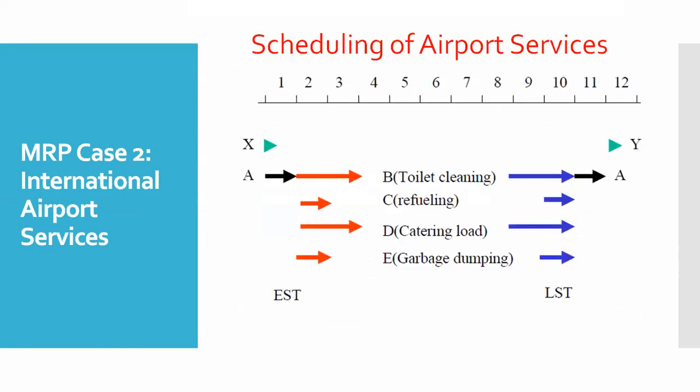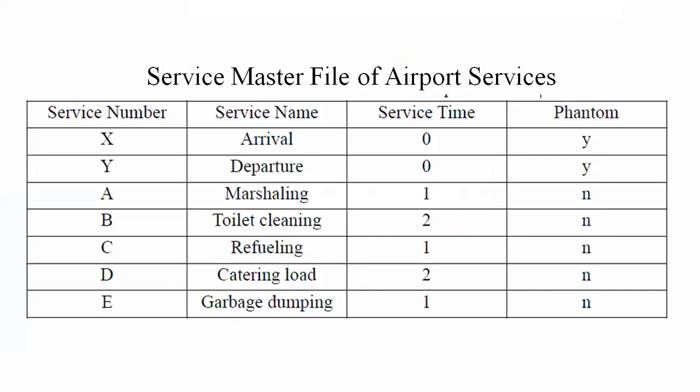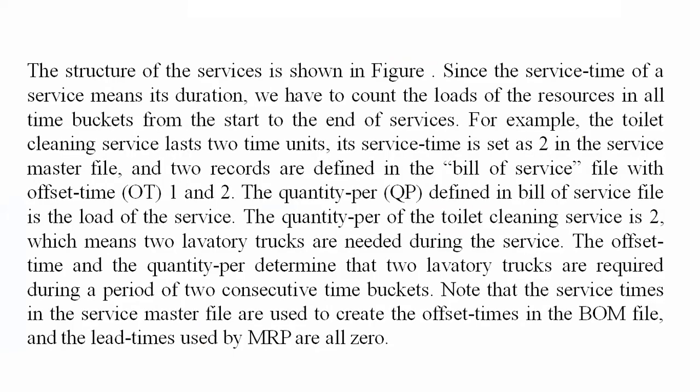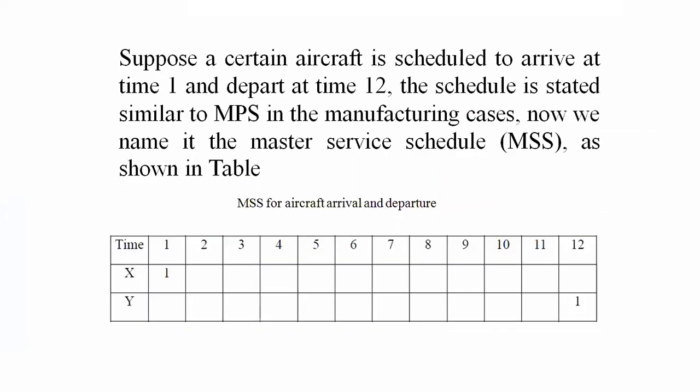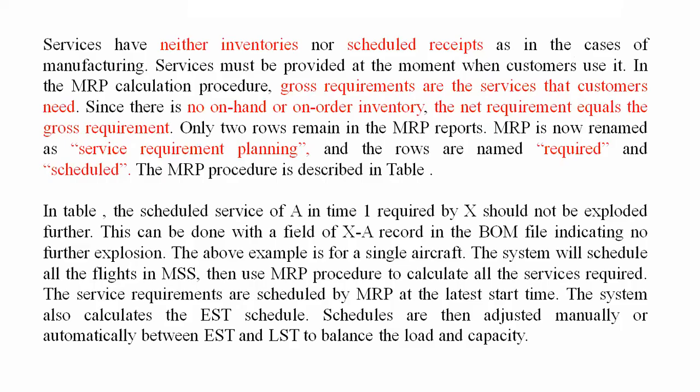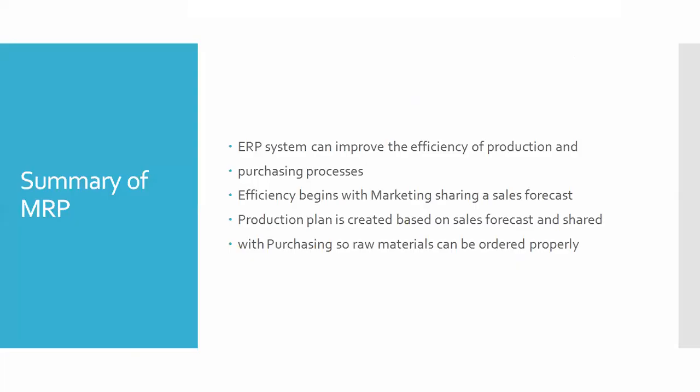Then scheduling of the airport components using MRP for different services, and how you are able to make the bill of service file with respect to the parent components, quantity and offset time. And suppose an aircraft is scheduled to arrive at departure at 12, the schedule is stated to have the MPS as in manufacturing cases. So now we can name that the master services schedule. And then the different things I have discussed with you.